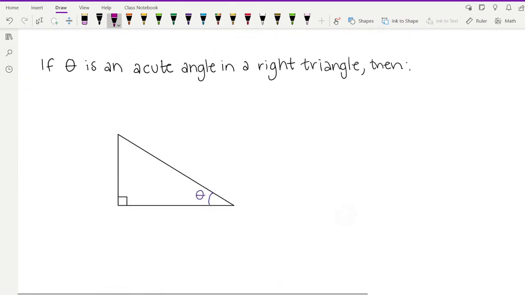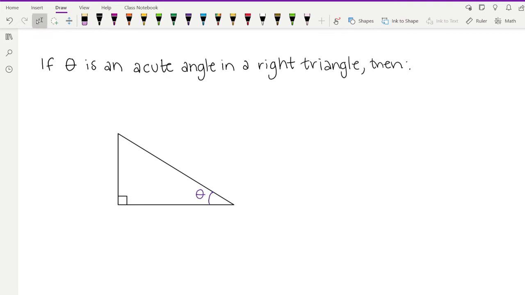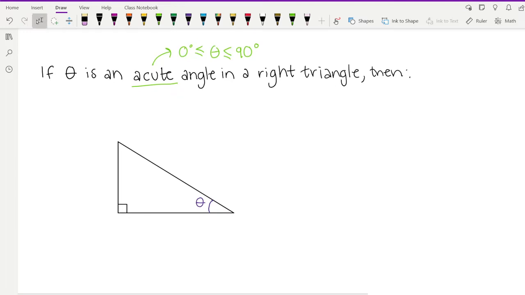Okay, so how do we define these trig functions? Well, if you have an angle, we're going to call our angle theta, and that angle is within a right triangle. Notice here I use the word acute. Acute just means less than 90 degrees, or between 0 and 90 degrees. So this is saying that theta is between 0 and 90 degrees. And that's basically what we said above, right? In order to have an angle that fits within a right triangle, it just has to be between 0 and 90 degrees.